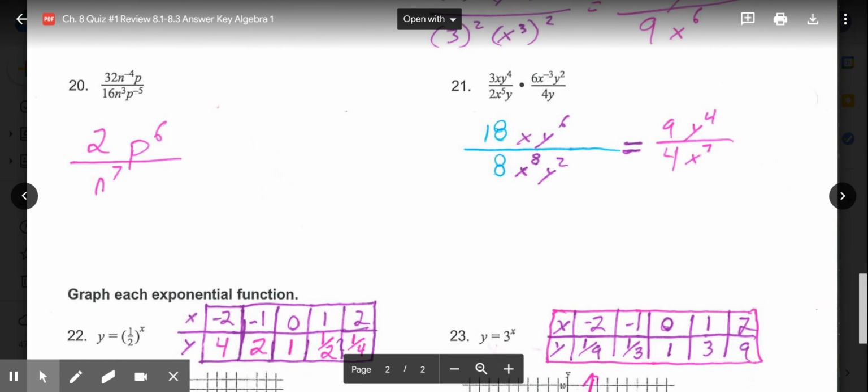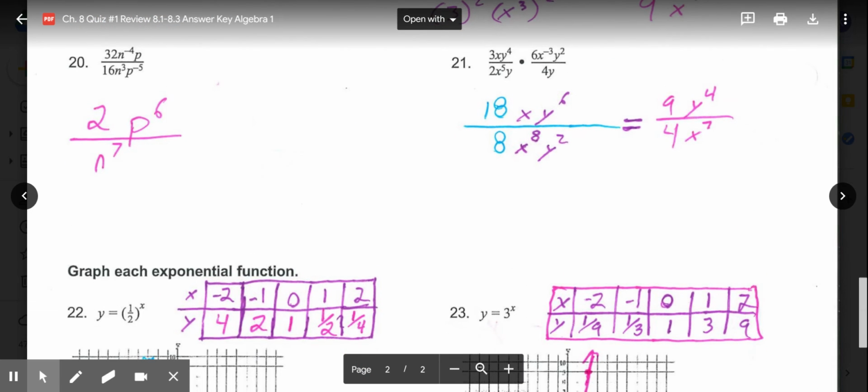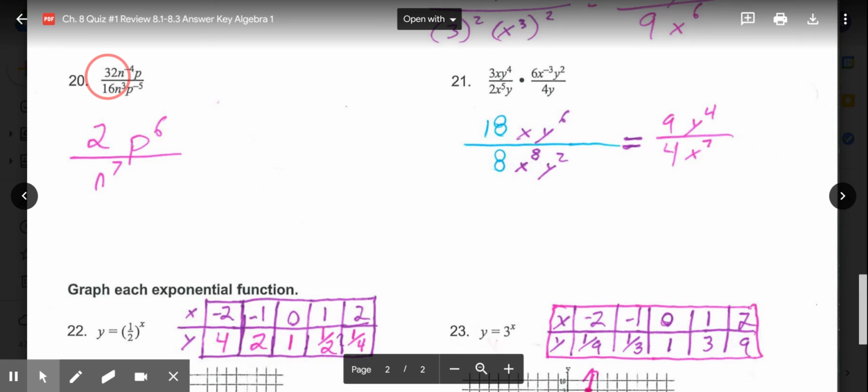And then we get to 20 and 21. So in 20, we have a fraction, which means division. So 32n to the negative fourth, p, over 16n to the third, p to the negative fifth. So first I want to see, can I simplify 32 over 16? Yes, I can. That's just 2.